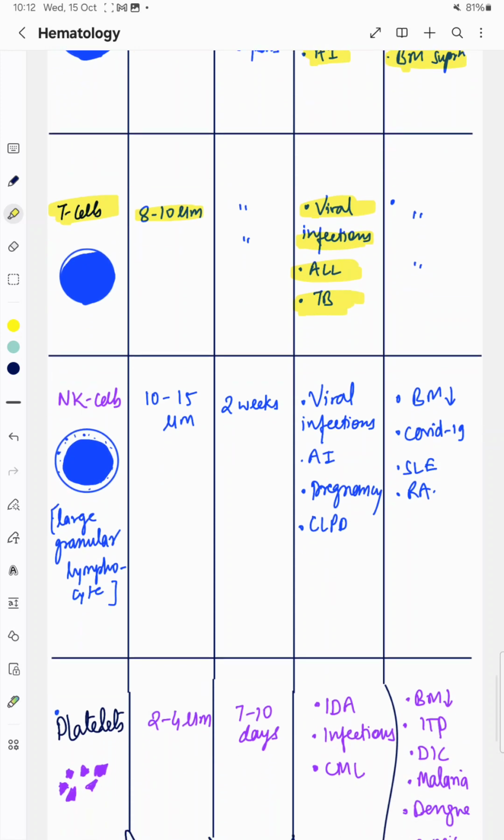Now the NK cells, natural killer cells. They are large granular lymphocytes. Size is 10 to 15 micron. Lifespan is up to 2 weeks. They particularly increase in viral infection, autoimmune diseases, pregnancy, and chronic lymphoproliferative disorders. They decrease in bone marrow suppression, COVID-19 infection, SLE, and rheumatoid arthritis.